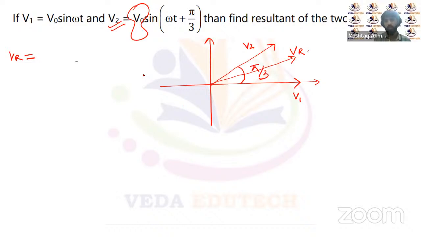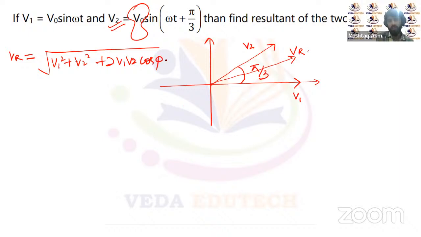So if we calculate the amplitude of the resultant voltage, it will be the same as when we add two vectors. In the same way, we will be adding the two phasors as vectors to calculate the resultant amplitude of the two given voltages. So VR will be the square root of V1 square plus V2 square plus twice V1 V2 cos phi, where phi is the phase difference between the two given voltages.